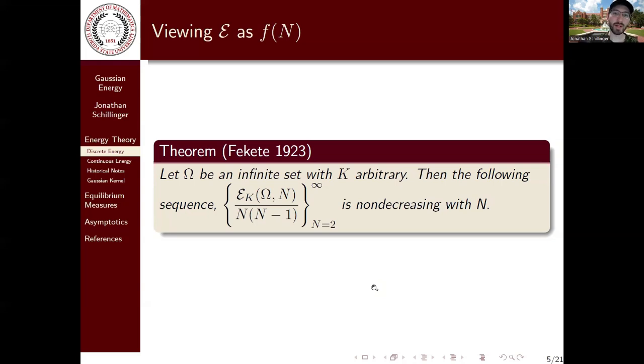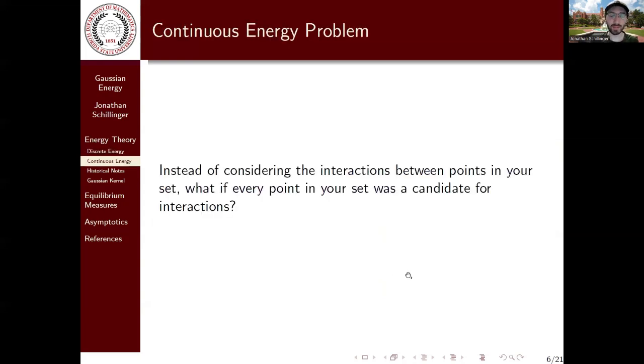So this is the discrete energy problem. However, I do work more on the continuous side of things. So how do we get from the discrete case to the continuous case? Well, we would ask ourselves the following question. Instead of starting with some region of space and making the decision to place some points, what if every point in the set is a candidate for interactions? What do I mean by this? What would be the physical analogy?